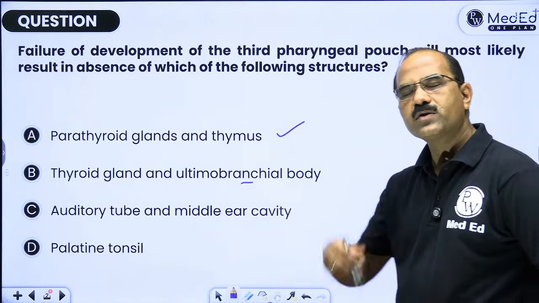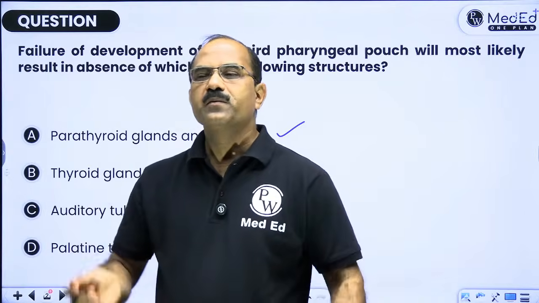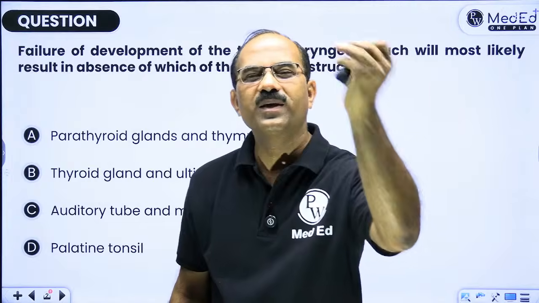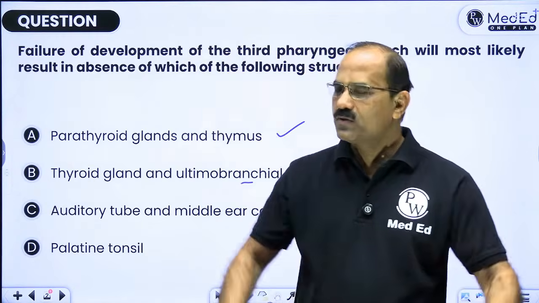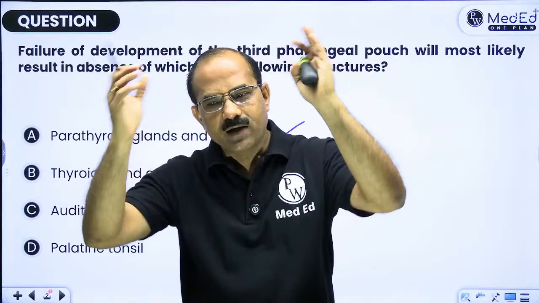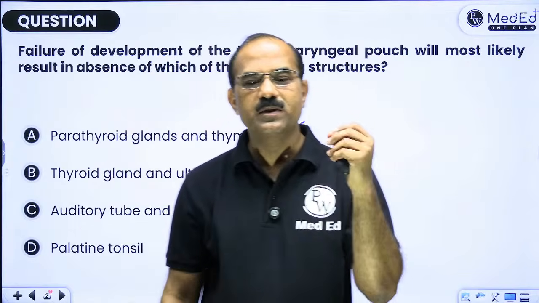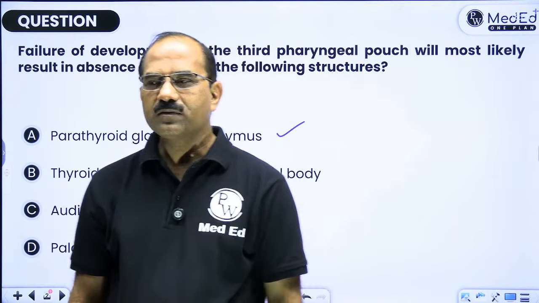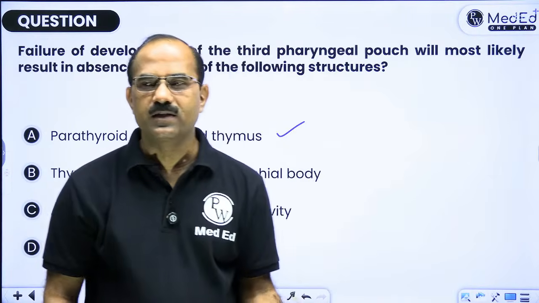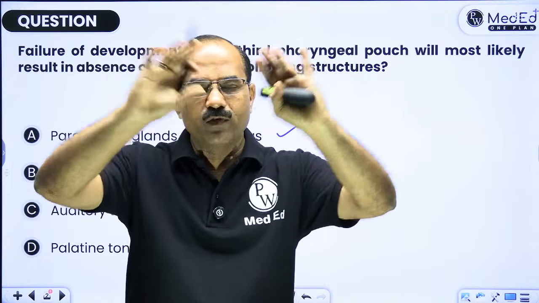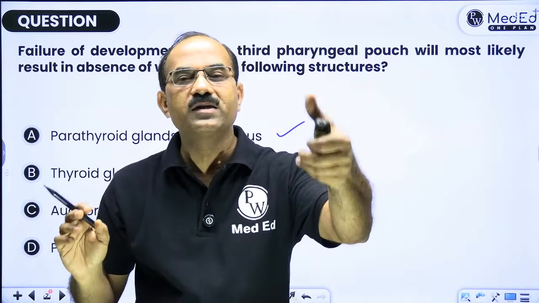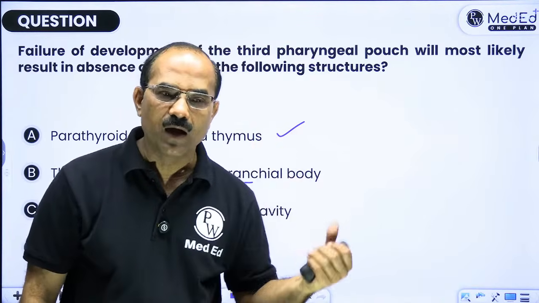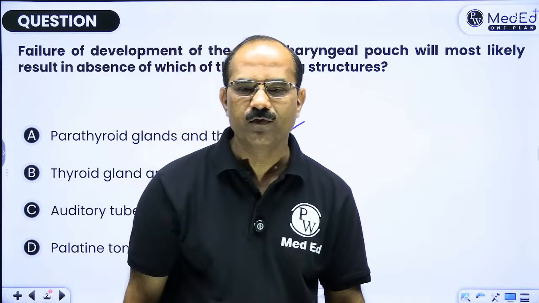Ultimobranchial body gives rise to the parafollicular C cells of thyroid, but recently it has been shown that parafollicular C cells are derived from, any guesses? Till now we used to say parafollicular C cells of thyroid are derived from ultimobranchial body, but now it has been said that they are derived from the neural crest cells. So if you have parafollicular C cells of thyroid, your first answer is neural crest cells. If that is not in the option, the second option is going to be the ultimobranchial body. Just remember that, very important.